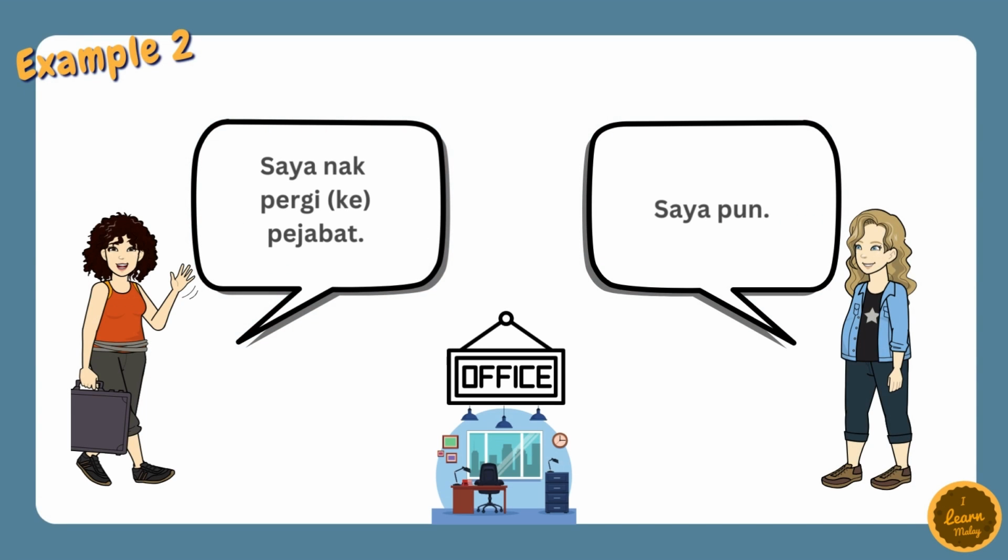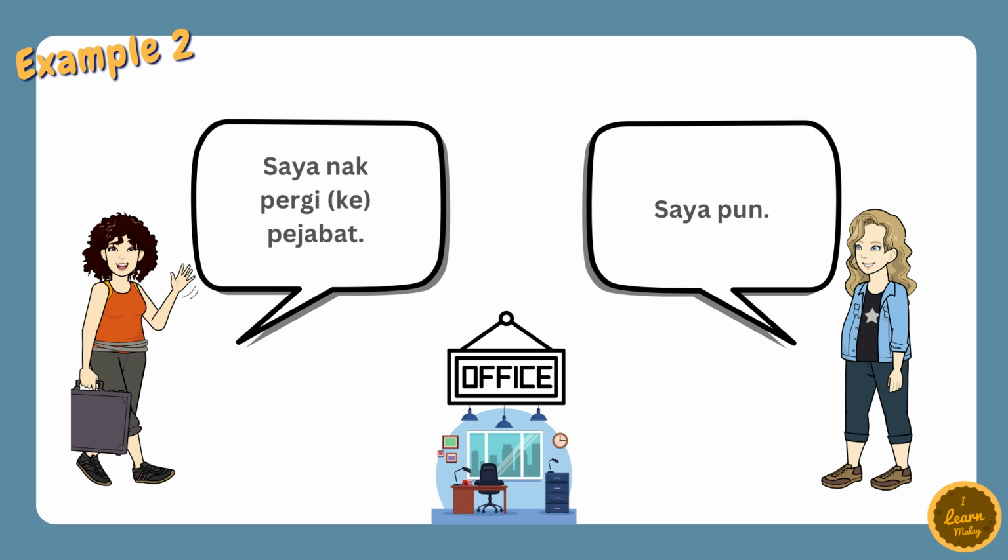Let's see another example with a different verb. Now we have pergi, which means to go. So the first lady says, "Saya nak pergi ke pejabat." In spoken Malay, we commonly drop the particle ke, which means to, to become saya nak pergi pejabat. I want to go to the office.